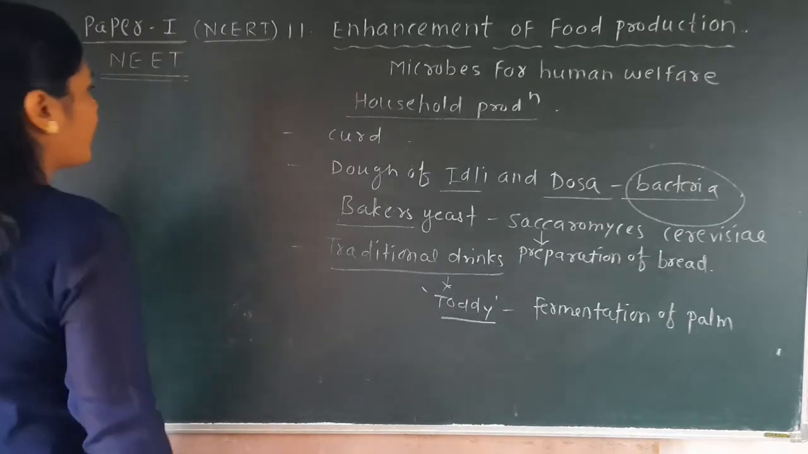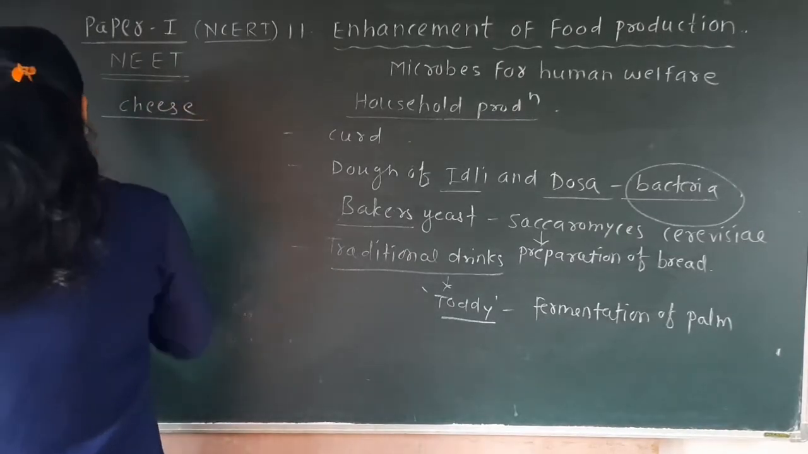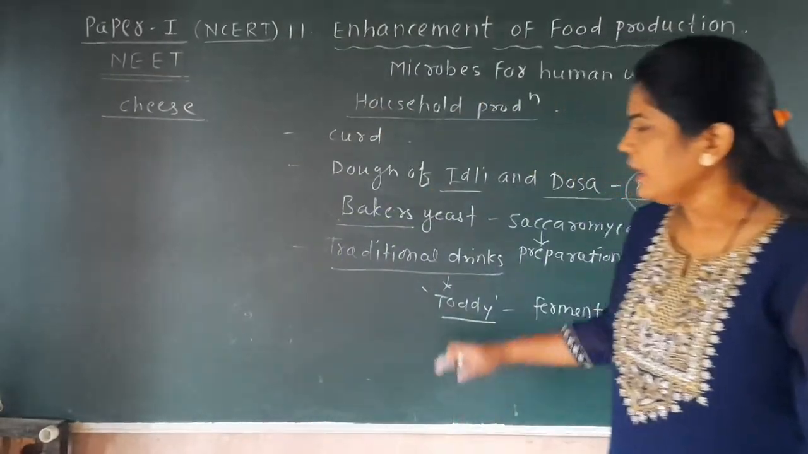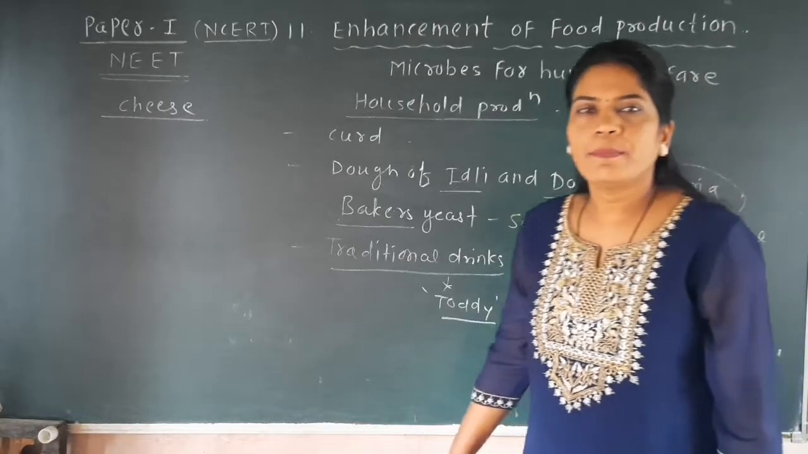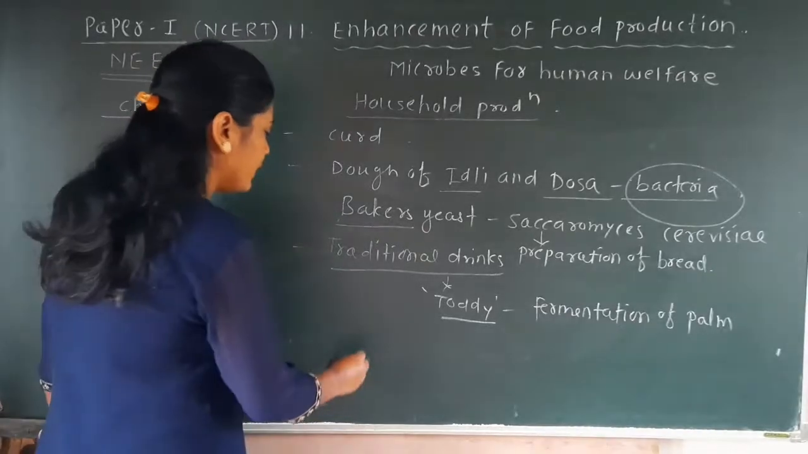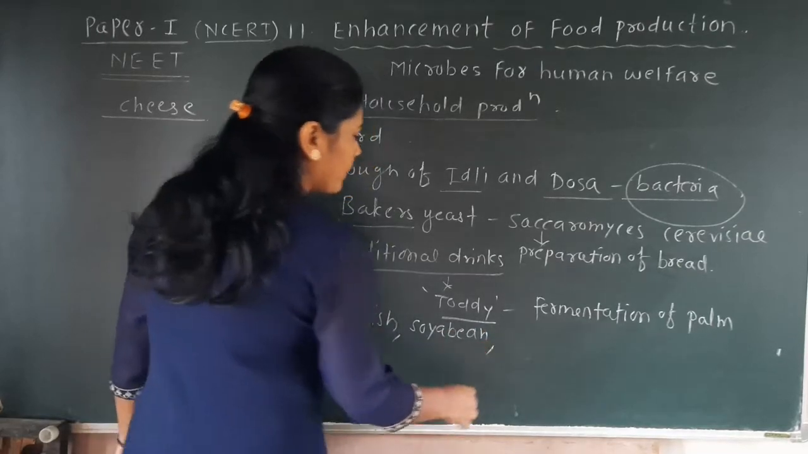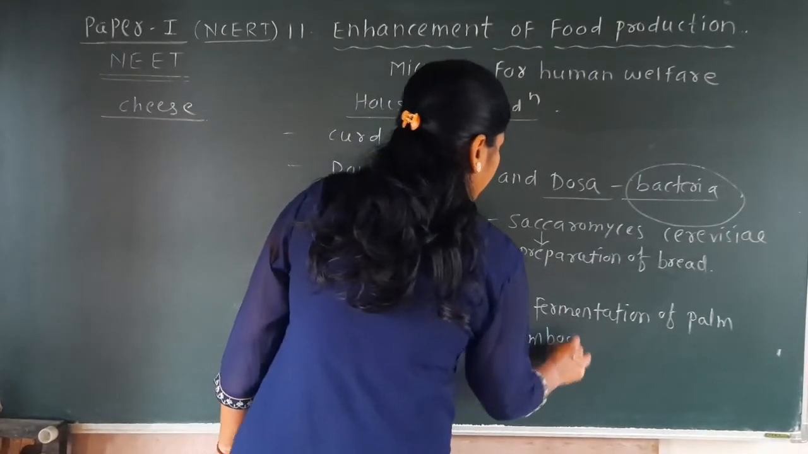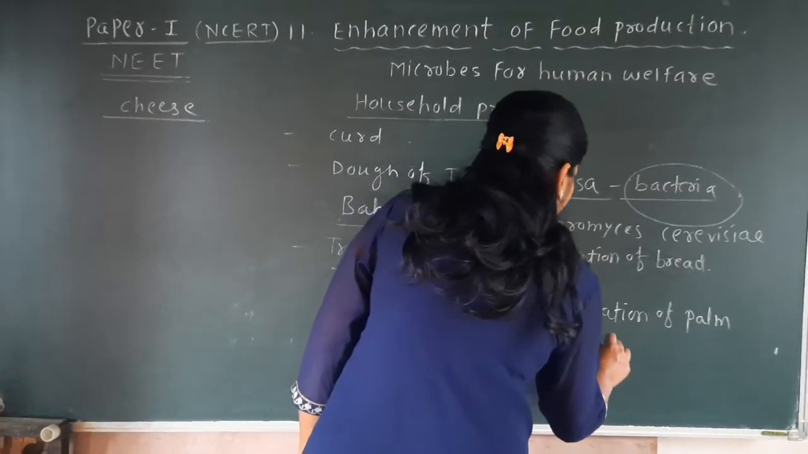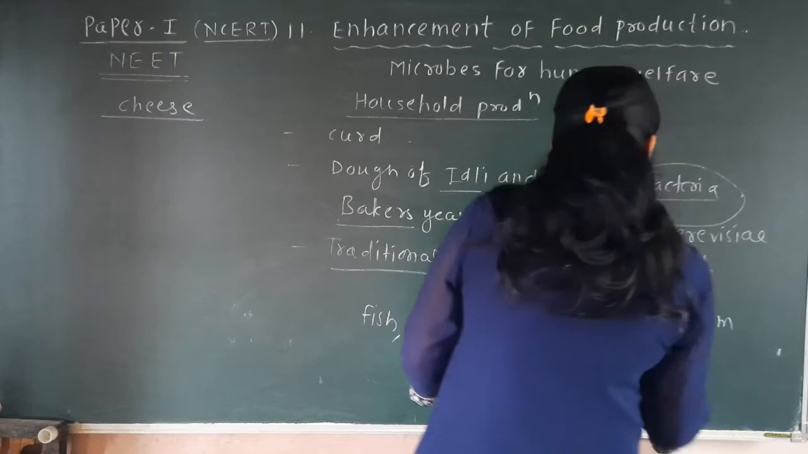Now, the next important point is given, that is cheese. Here, we also have to know that the traditional drink that we call toddy is prepared by fermenting the palm tree. But there is also the fermentation of fish, fermentation of soya bean, and fermentation of bamboo shoot, and by this there will be production of food.